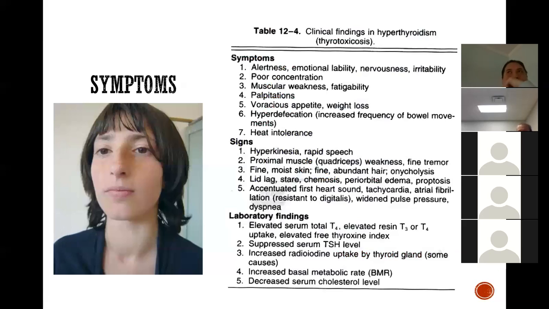Interestingly enough, she did have some rapid speech, and she had quite a bit of tremor when she put her arms out like this. She could not keep them straight. If she tried to look up and look down, there was a lid lag where her eyelids would come down not in sync, but slower than usual. And like I said, her proptosis was so bad that her eyelid could only go about halfway down her eye, which is why her eyes were so red.